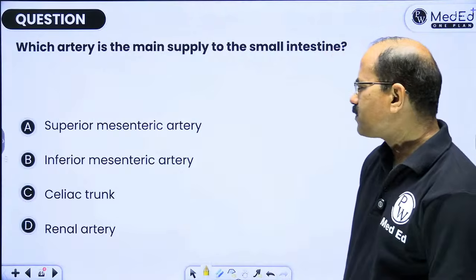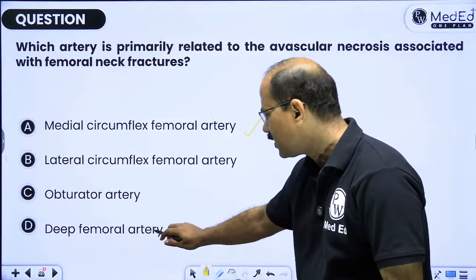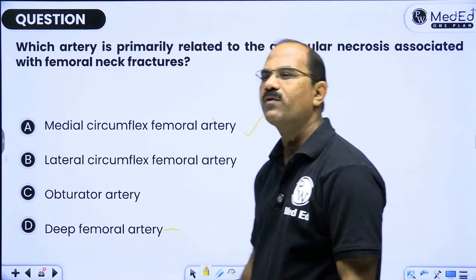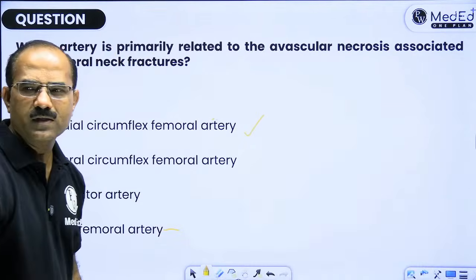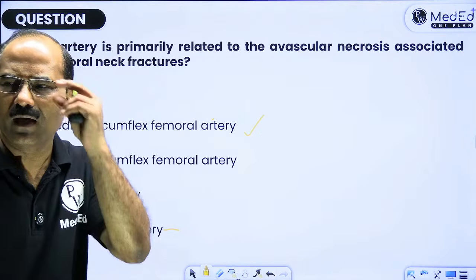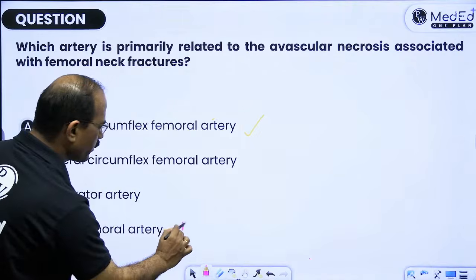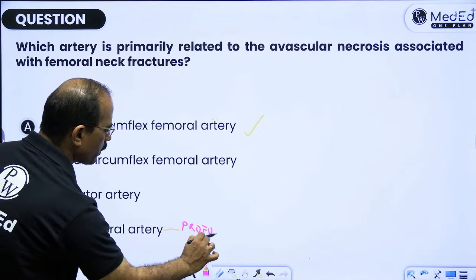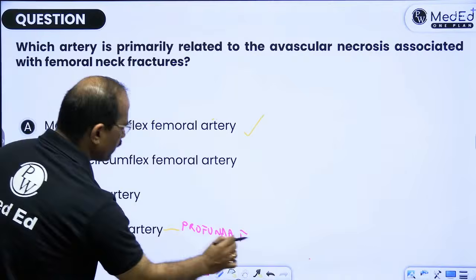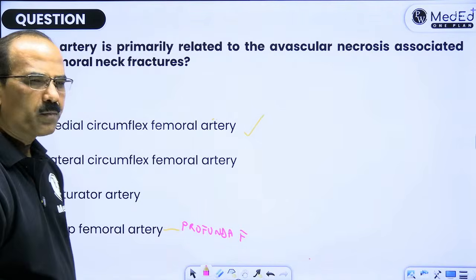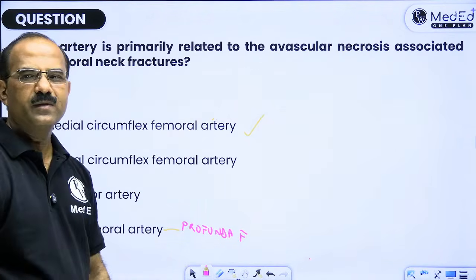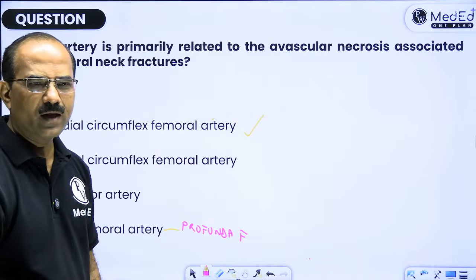Deep femoral is profunda femoris है बच्चे. ये जो deep femoral है ना, this is profunda, ये profunda femoris है. Deep femoral किसने आंसर किया है? ये deep femoral अदिति. डीप फीमोरल का नाम है प्रोफंडा फीमोरिस, ये प्रोफंडा फीमोरिस की ब्रांचेस हैं. ठीक है, क्लियर है? आर यू अंडरस्टैंडिंग दिस?